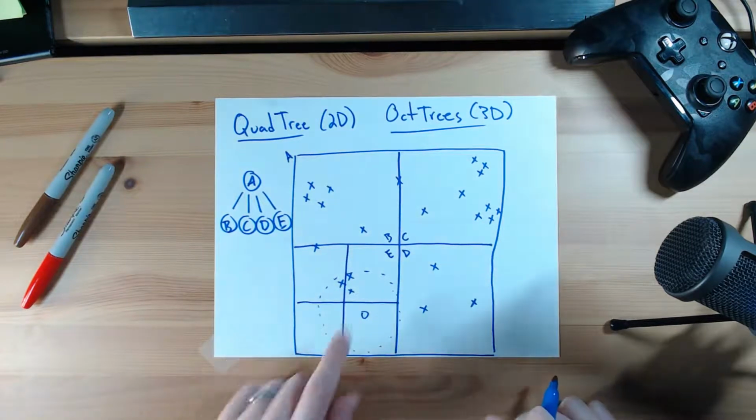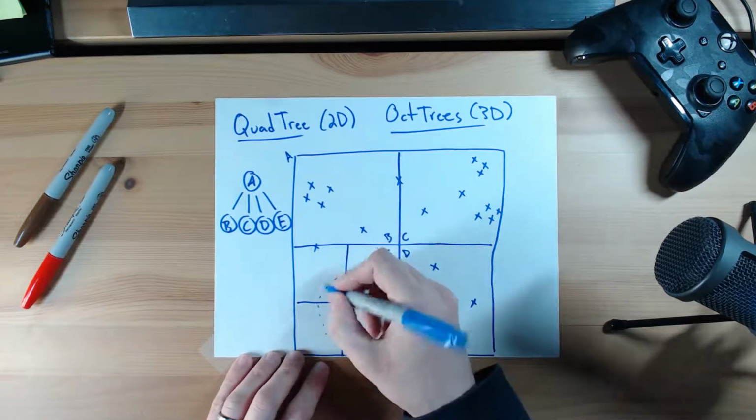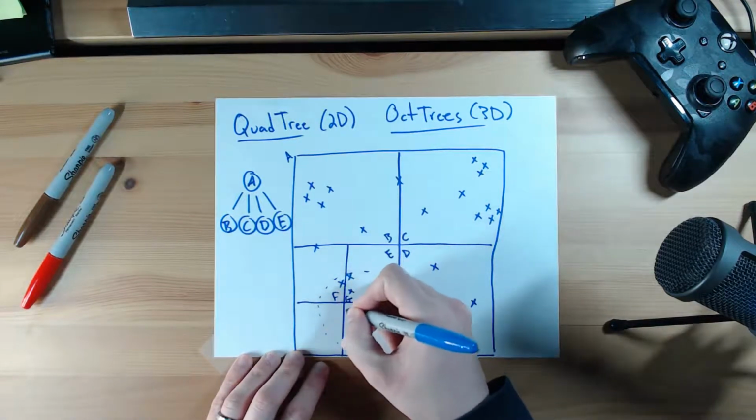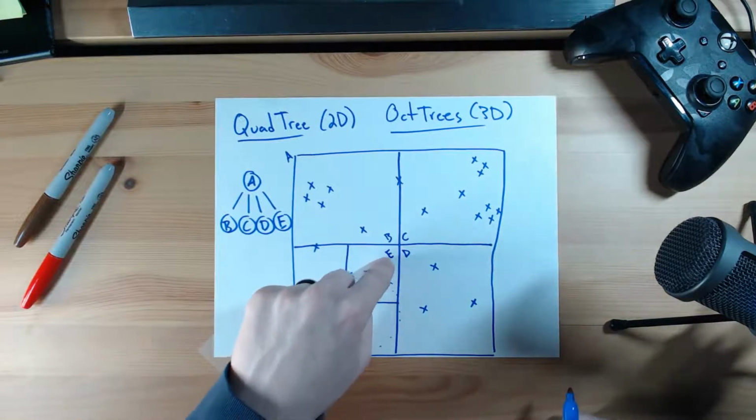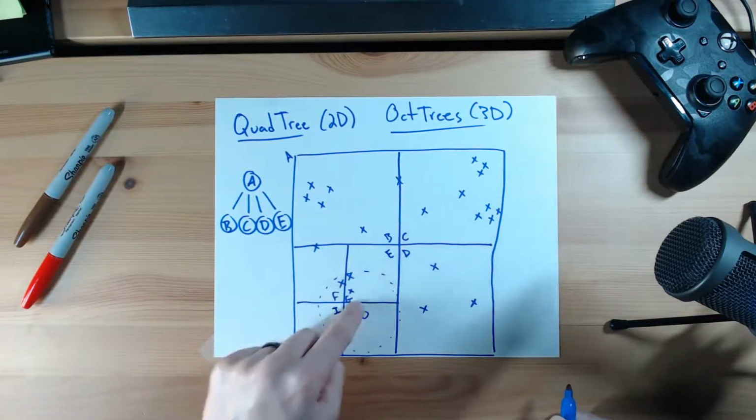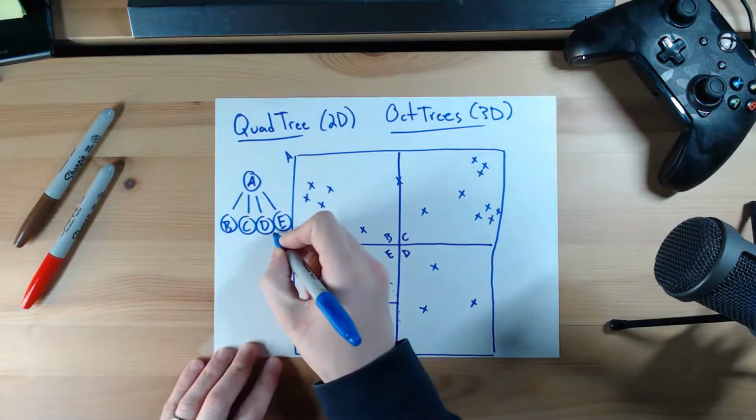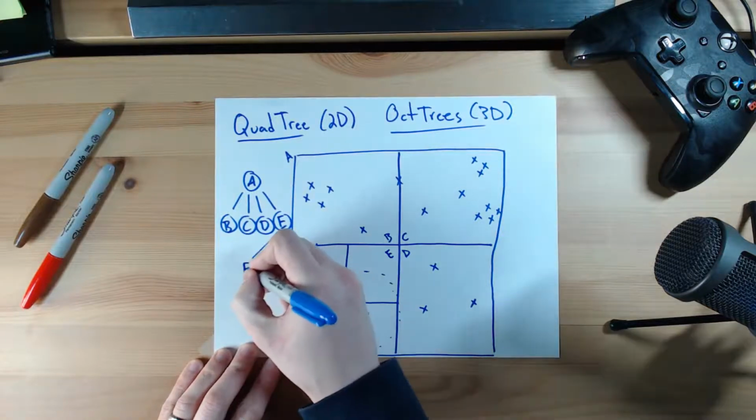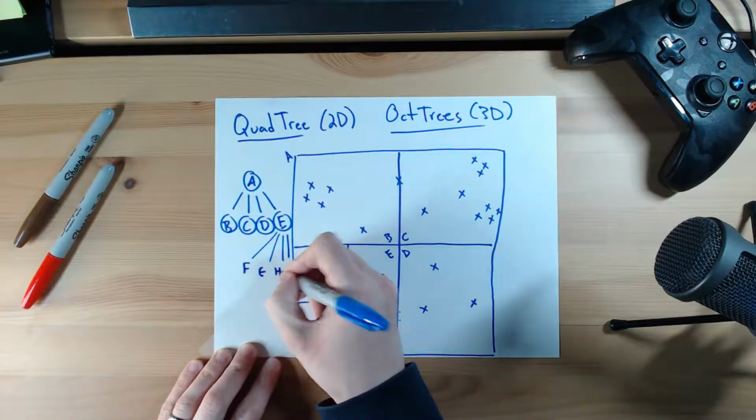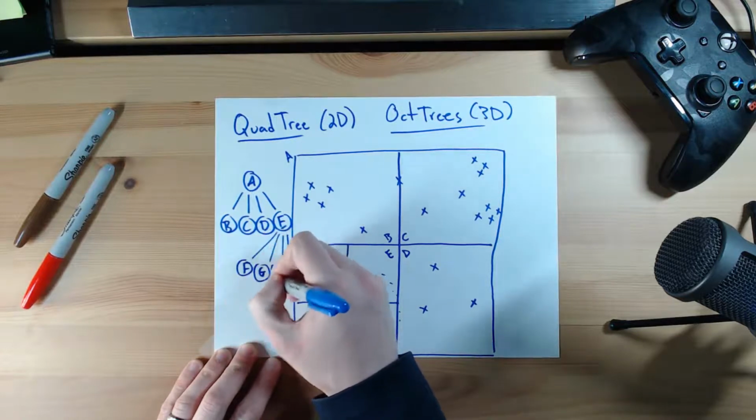So B, C, D, E, and then this might be F, G, H, and I. So inside of E is F, G, H, and I. Inside of E, so inside this node here, is F, G, H, and I, right? These are 4 nodes that are underneath my node E.